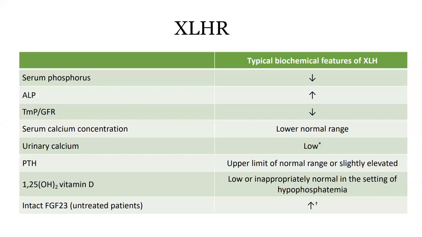So typically in X-linked hypophosphatemic rickets, we have low phosphate levels, but to remember the alkaline phosphatase, which was universally raised in nutritional rickets, will also be high here. Then TMP/GFR will be low because phosphate is being lost. Calcium concentration will be low or it can be normal. And PTH is elevated. Important thing to note is that in FGF23 dependent rickets, the 1,25-OH2 vitamin D levels are inappropriately low because it acts on the CYP genes to downregulate the production of the activated form of vitamin D or calcitriol. And of course, FGF23 levels are increased, but we rarely measure FGF23 levels.